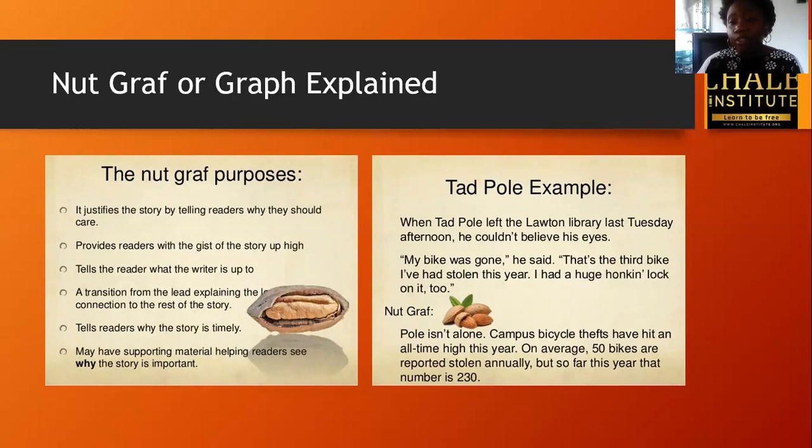What a nut graph will effectively do is say that Paul isn't alone. Campus bicycle thefts have hit an all-time high this year. On average, there have been 50 bikes reported stolen annually, but so far this year, that number is 230. I mean, this puts immediate visual imagery to the story without weighing it down with excessive detail. A lot of people do not really have time for over-description.